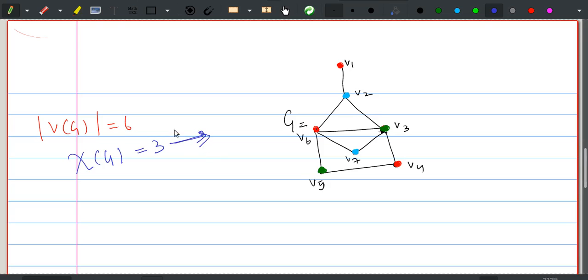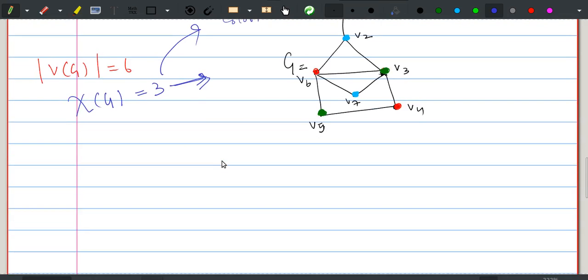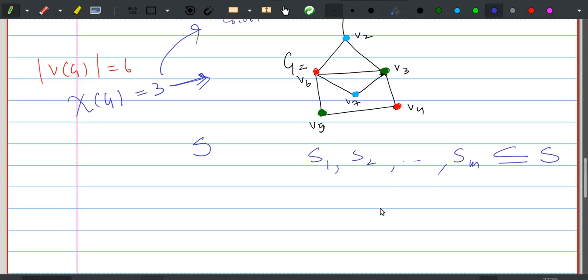Now what is special about this chromatic number? If we are given a coloring, each coloring induces a partition on the vertex set. Now what do we mean by a partition? Say we have a set S, and let S1, S2, and so on up to Sm be subsets of S. These subsets form a partition of set S if they satisfy two conditions.